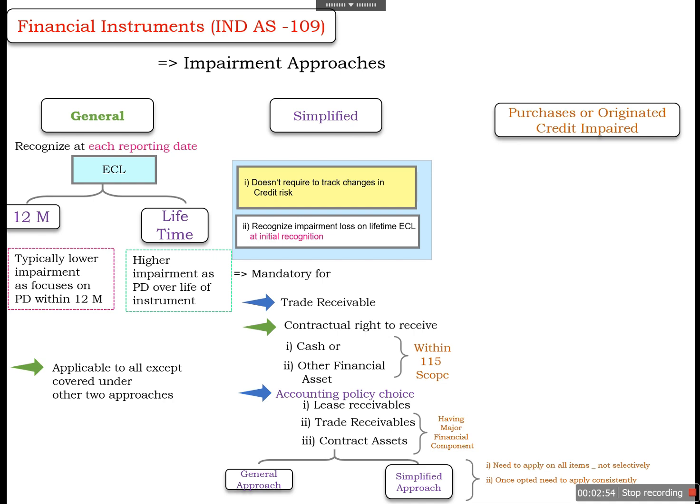And the third approach is called the purchased or originated credit impaired financial assets approach. This approach is applicable to the financial assets which are credit impaired at the time of purchase or origination.